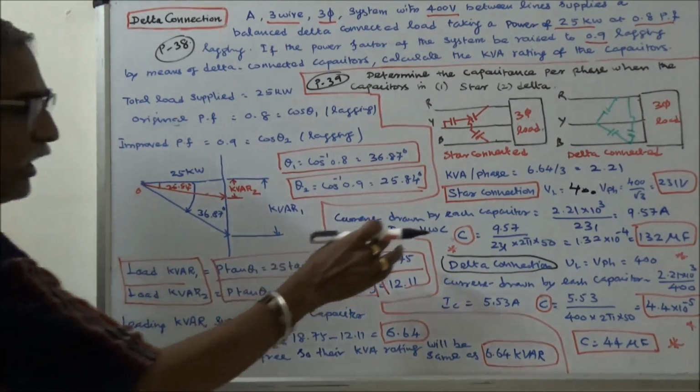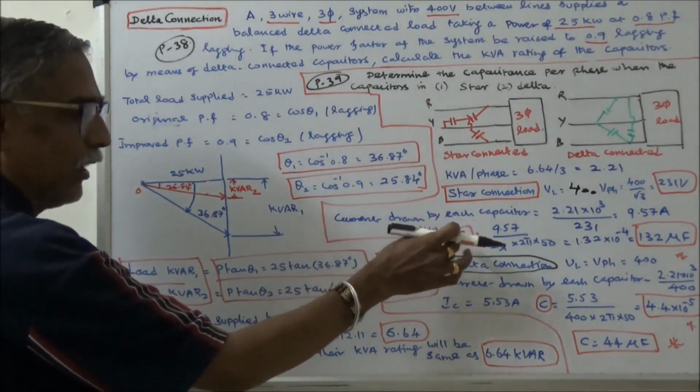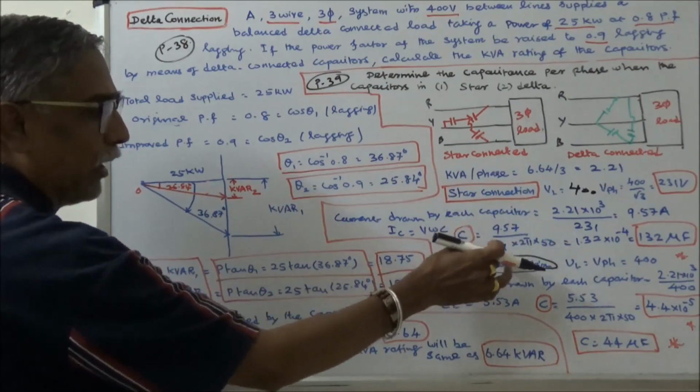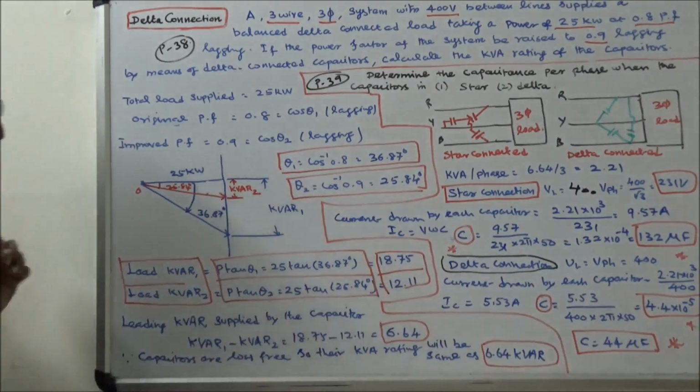IC is equal to V into omega C. Now we can calculate C. C is equal to 9.57 divided by 231 into 2 pi into 50. So C value is 132 microfarads.